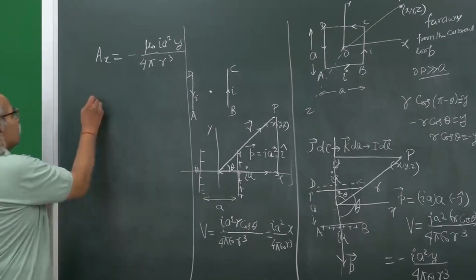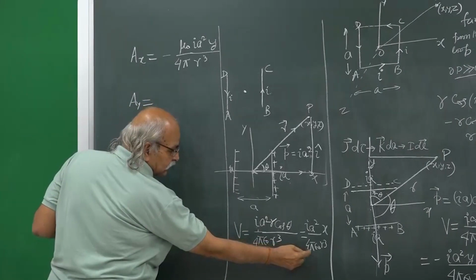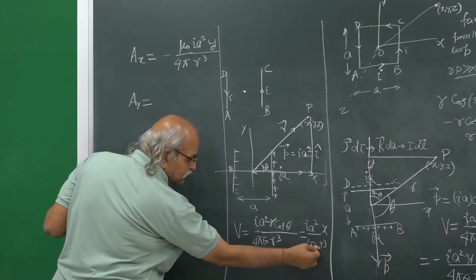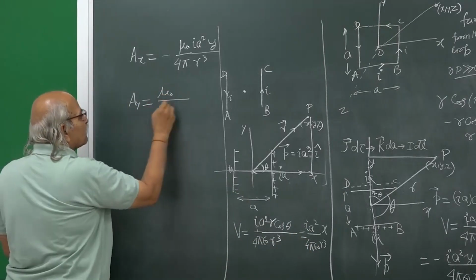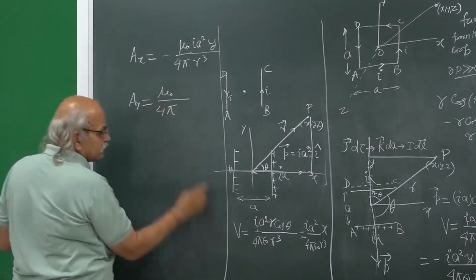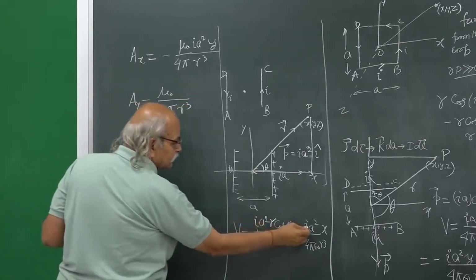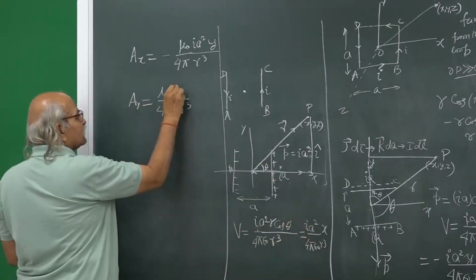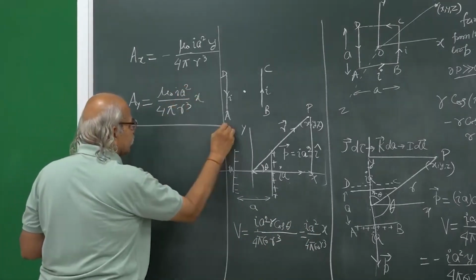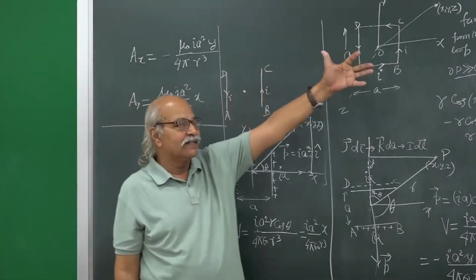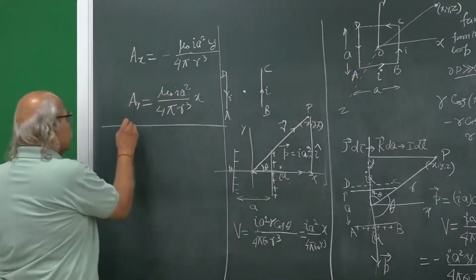So, A y is equal to, 1 by epsilon naught is written as mu naught. So, mu naught by 4 pi, and r to the power 3, r cube here, I times a square here and x, and Az is 0. There is no current in z direction, and therefore, Az is 0. That is it, Az is 0.